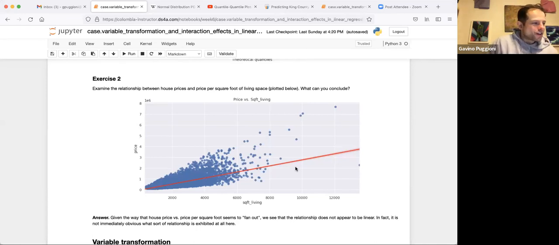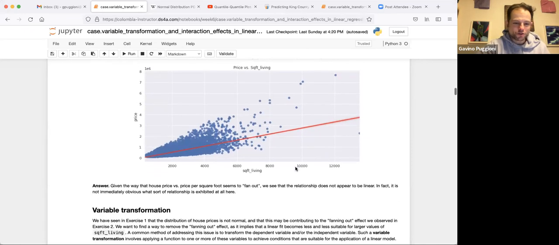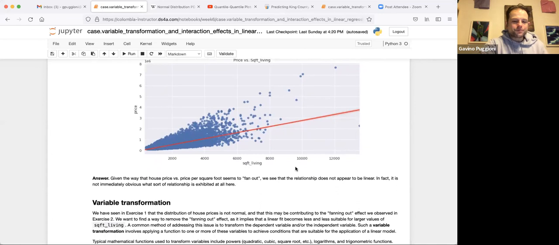All right, so Edison, maybe if we apply a square root transformation, maybe, after all, we are going to talk about transformations. All right, we have seen, number one, the distribution of prices is not normal. And that can be contributing to that effect that the scatter plot looks like it's fanning out.